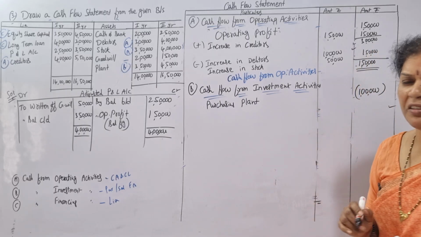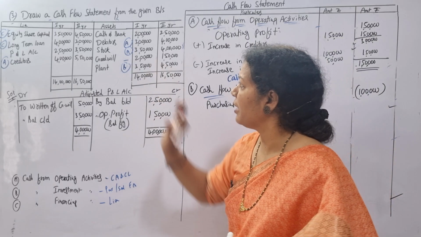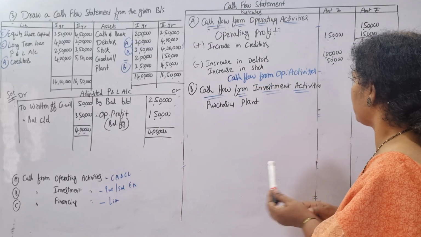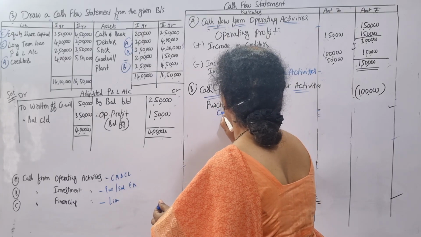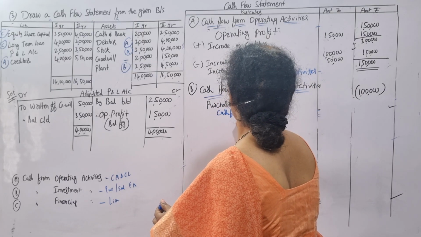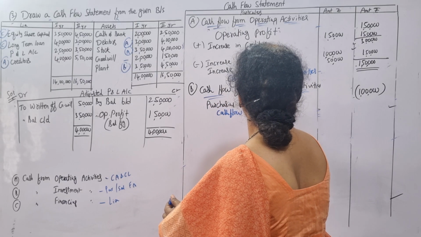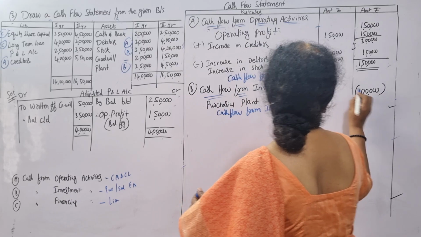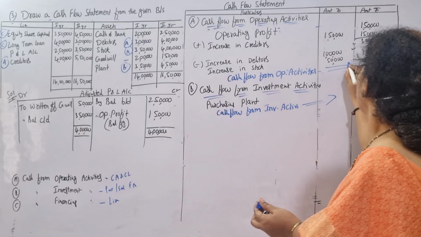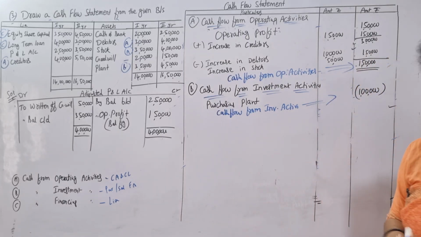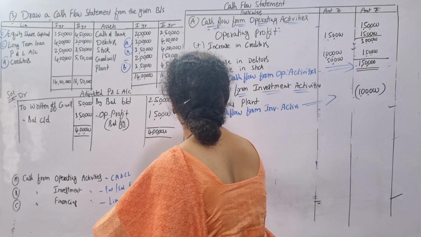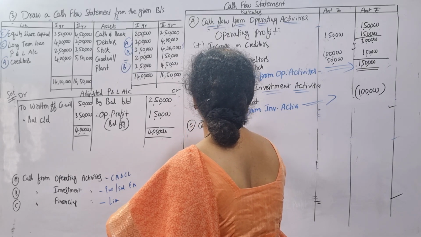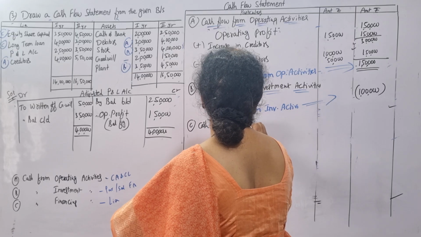There is nothing else to write. Only one transaction we have related to investment. So the same one we can say as cash flow from investment activities. This is here, and the third item is cash flow from financing activities.